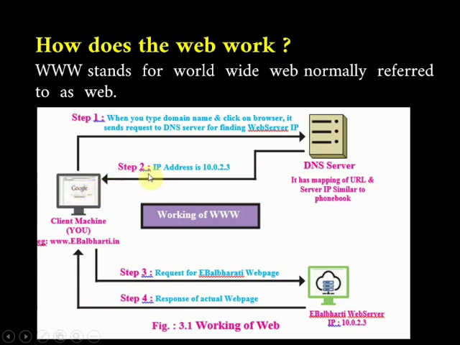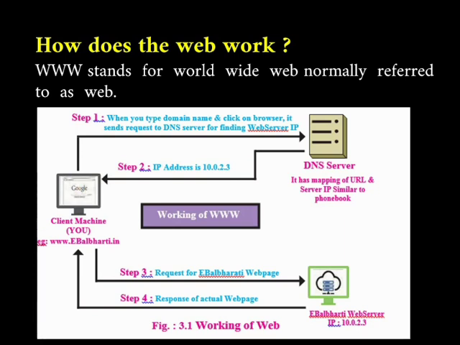Here in step number 2 is the IP address, which is in digits. Once it is found, the client machine sends that IP address to the server, and then it goes to step number 3, requesting the particular website. For example, you are going to open the eBalbharati website on your computer, and if it is found on the server, then in the third step you will see the website on your computer, which means requesting the server to open the eBalbharati web page.